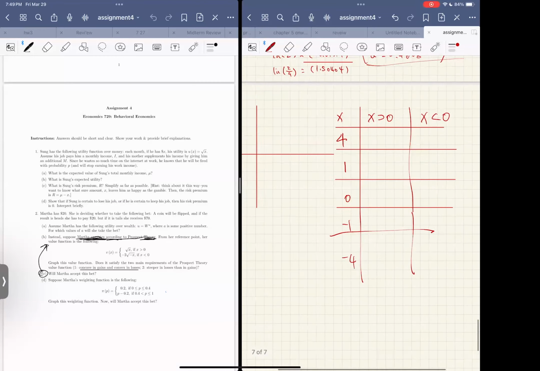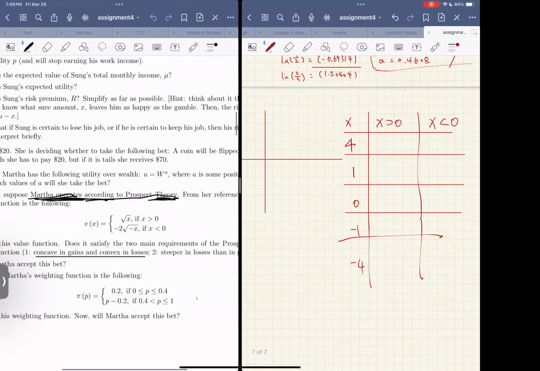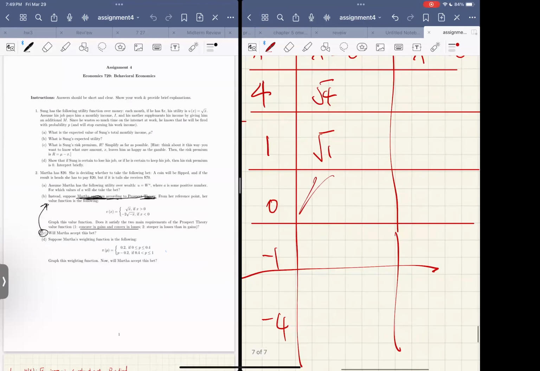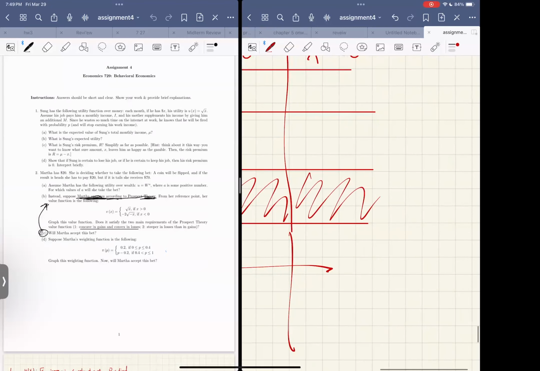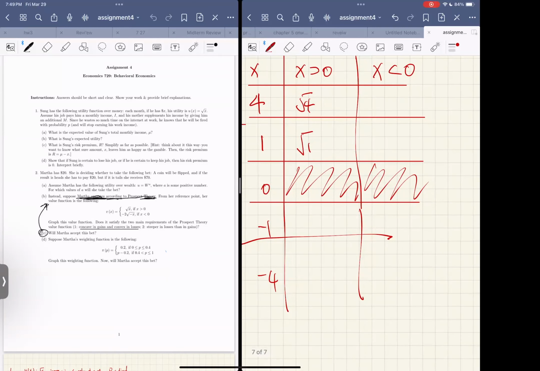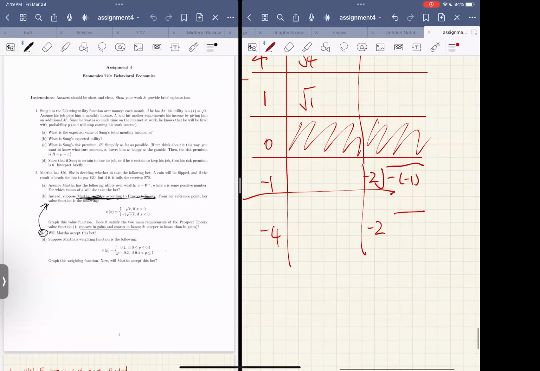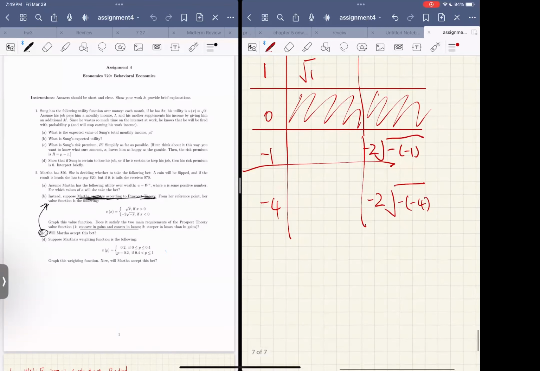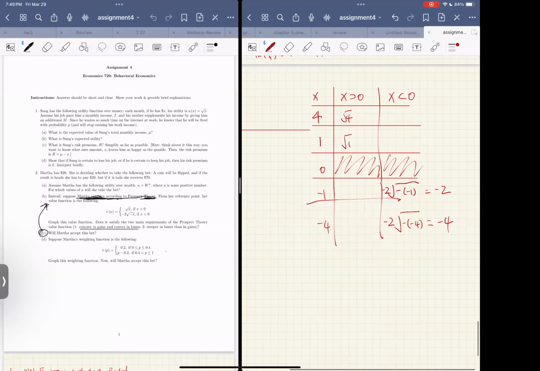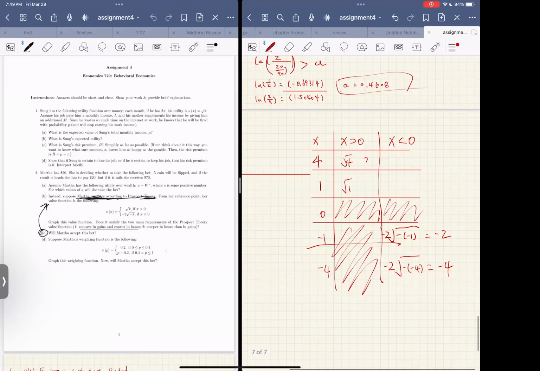So what if X is greater than 0? It's the square root of X: square root of 4, square root of 1, 0, leave it empty. And then we have the negatives. So -1 gives -1, square root of -2, and then -2 gives square root of -4, which equals -4. Right? So this is 2, this is 1.